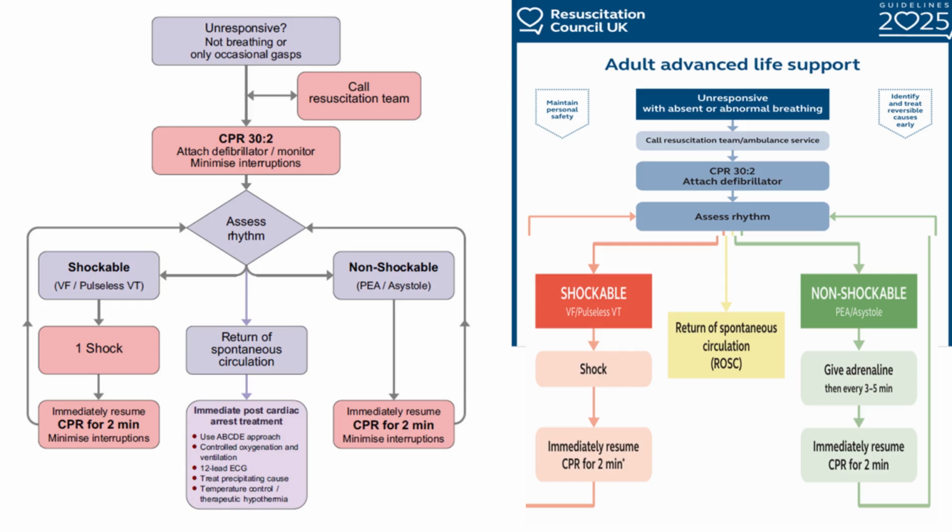Shockable rhythms include VF and pulseless VT, and we should be able to recognize these for the exam and for clinical purposes. If it's a non-shockable rhythm, which would be asystole on the monitor, or PEA, pulseless electrical activity, where there's no pulse, then you give adrenaline immediately, and then every 3 to 5 minutes, resuming CPR for another 2 minutes. And every 2 minutes, you are reassessing the rhythm.